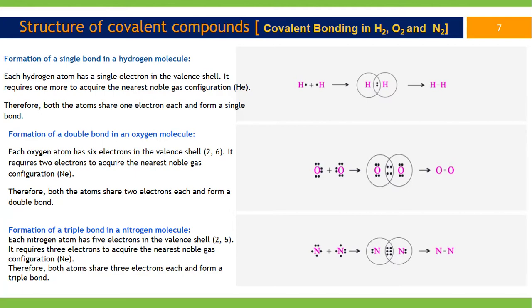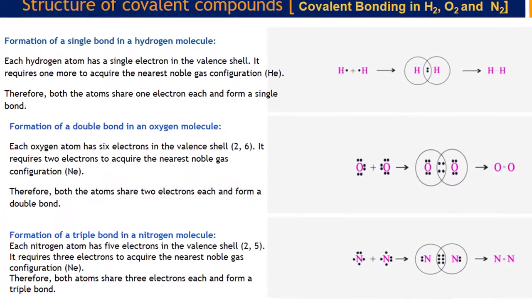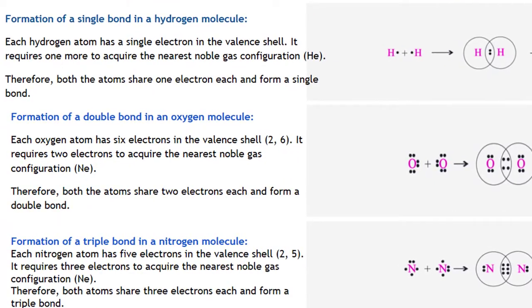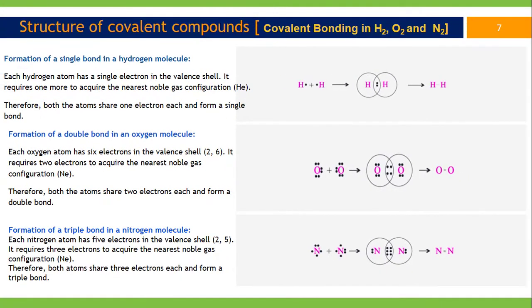Structure of covalent compounds. Covalent bonding in hydrogen, oxygen and nitrogen. Formation of a single bond in a hydrogen molecule. Each hydrogen atom has a single electron in the valence shell. It requires one more to acquire the nearest noble gas configuration, helium. Therefore, both the atoms of hydrogen share one electron each and form a single bond. So, there will be a single bond between 2 hydrogen atoms.